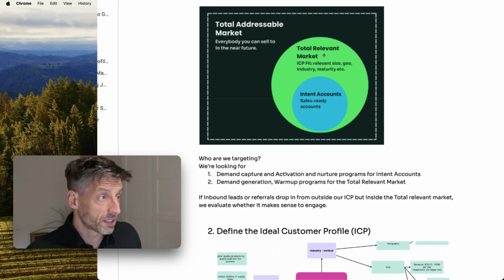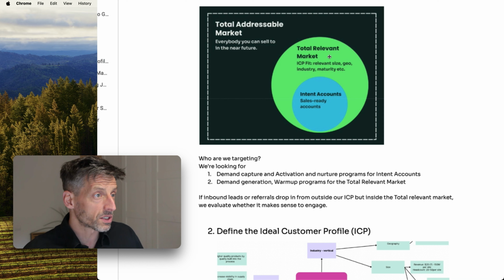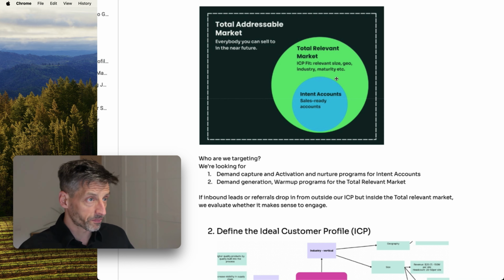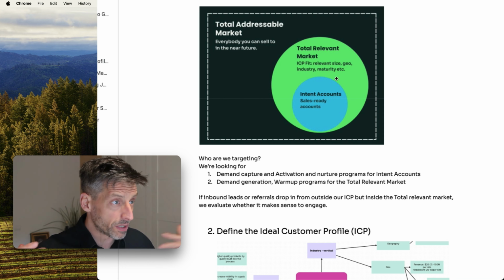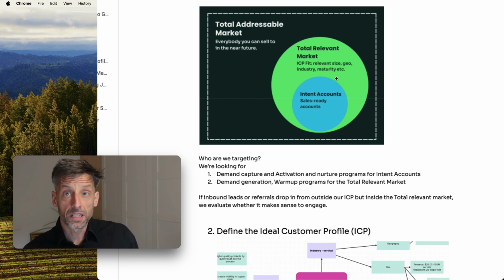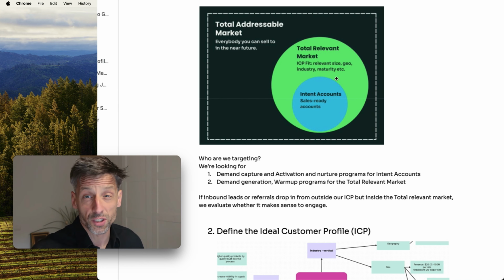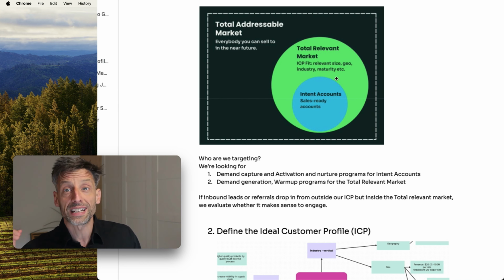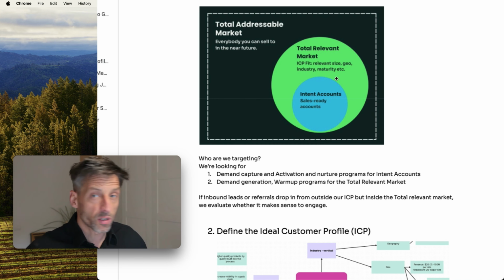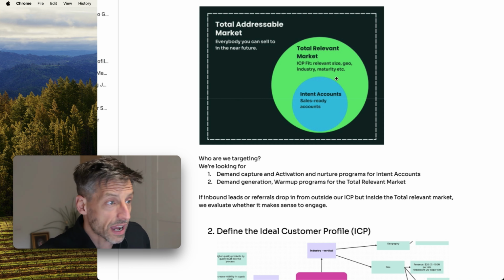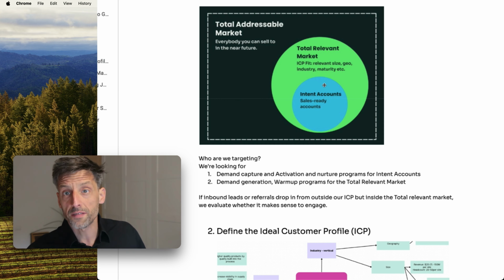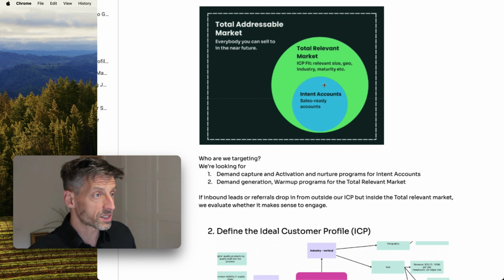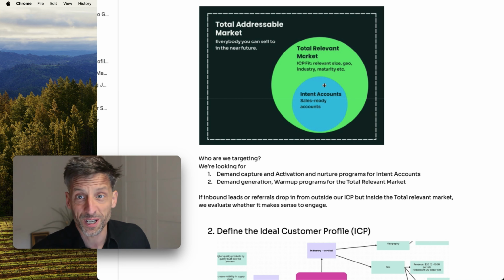Okay. Now, within the total addressable market, we like to use the term total relevant market, which is a pretty common term. And what we mean by it is companies who you can realistically sell to right now, meaning they fit your ideal customer profile firmographically, maturity-wise, organizationally, and geography-wise. And so they're your relevant market. You have a realistic chance of entertaining them and closing them in the near future.